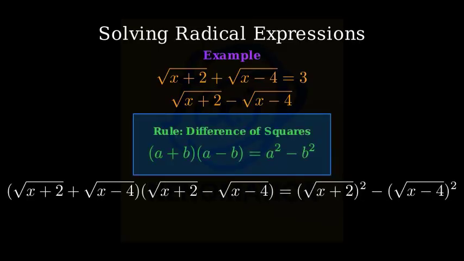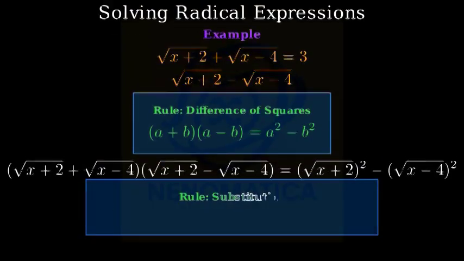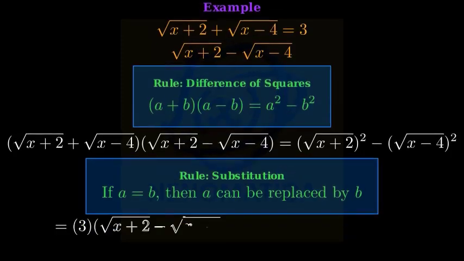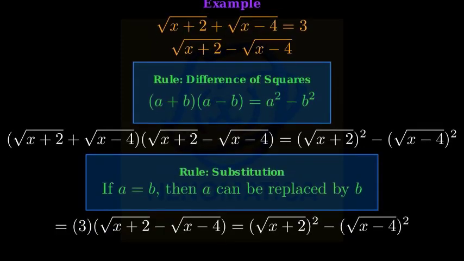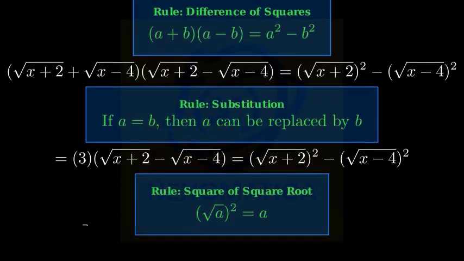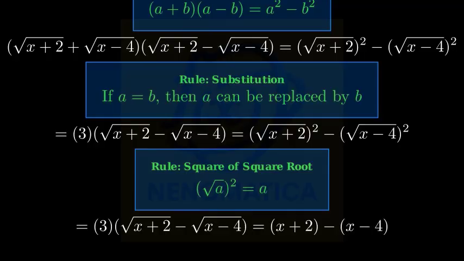First, we'll create a product of the given expression and what we need to find. Now, we can substitute our first equation. We know that the square root of x plus 2 plus the square root of x minus 4 equals 3. Next, we'll simplify the squares of the radicals. The square of the square root of x plus 2 is simply x plus 2. Similarly, the square of the square root of x minus 4 is x minus 4.